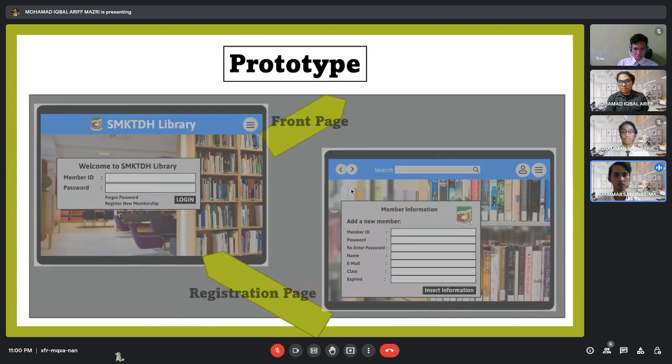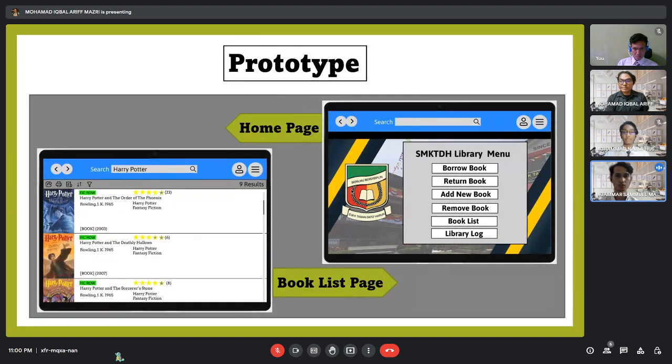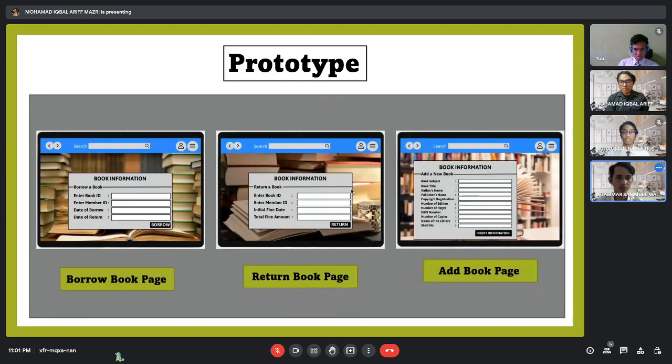So next we move on to the further part of the prototype. We have the home page where the user can select the menus to borrow books, return books, add new books to the collection, remove books, or view the library log itself. To ensure the database is fully secure, we have the book list page where they list all the books, the ratings, the author, and the date of publication with the certain codes provided by the library of SMKTDH.